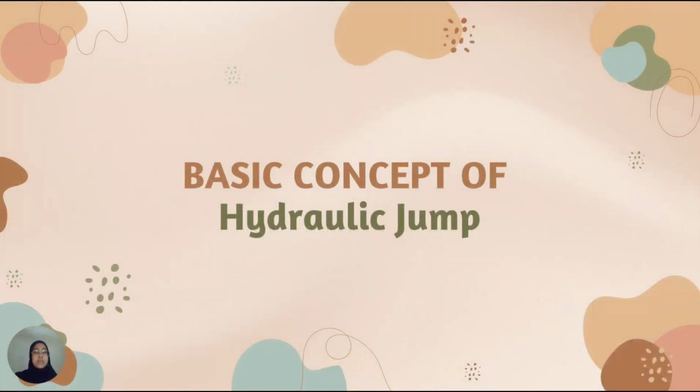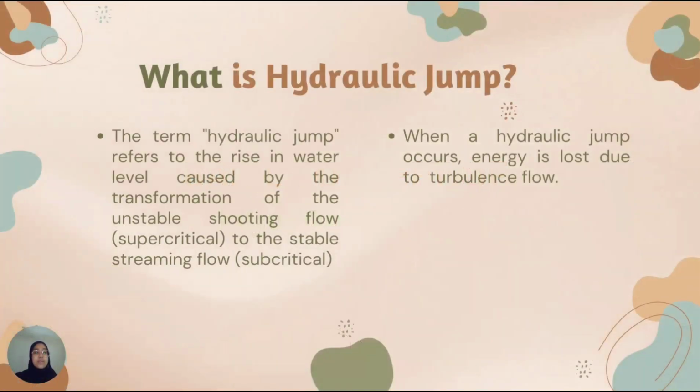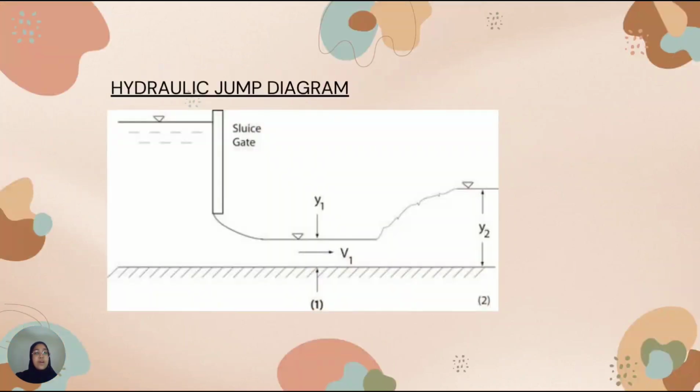Basic concept of hydraulic jump. What is a hydraulic jump? Basically, the term hydraulic jump refers to the rise in water level caused by the transformation from supercritical to subcritical flow. When a hydraulic jump occurs, energy is lost due to turbulent flow. This is an example of a hydraulic jump diagram.